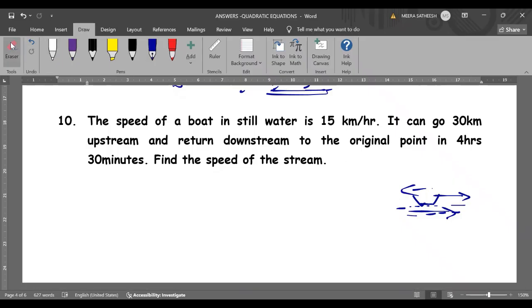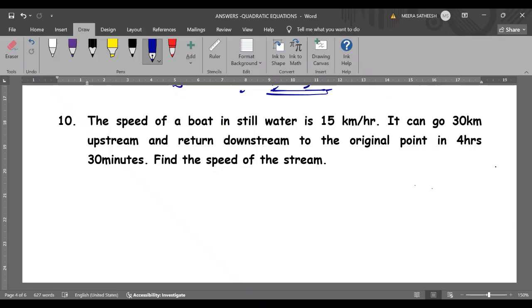Okay, so now let us see. Here, let us read the question first. The speed of a boat in still water is 15 km per hour. It can go 30 km upstream and return downstream to the original point in 4 hours 30 minutes. Up and down, the time is given. Find the speed of the stream.